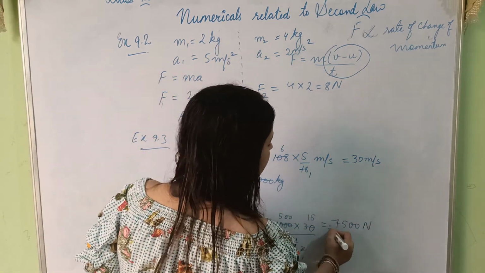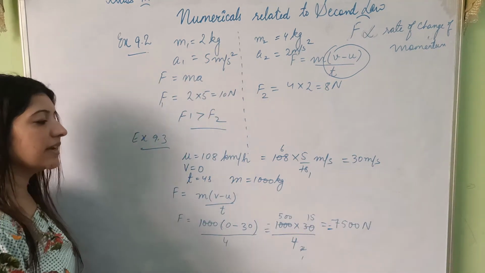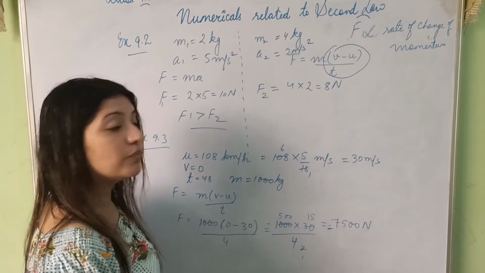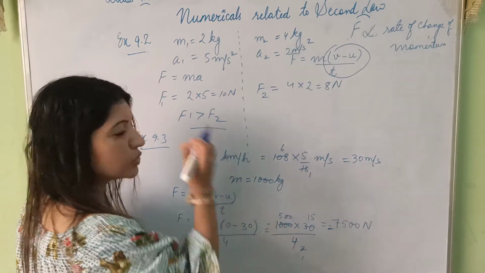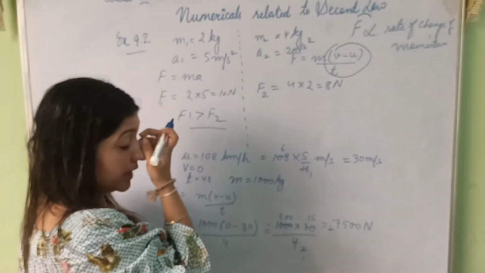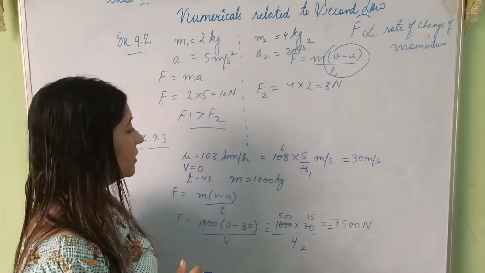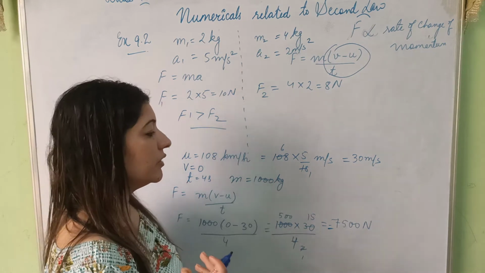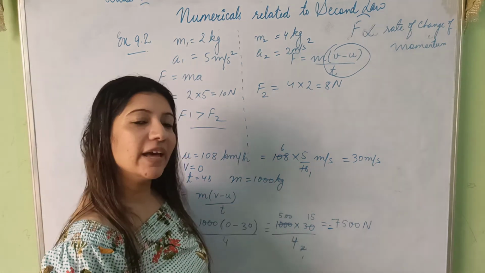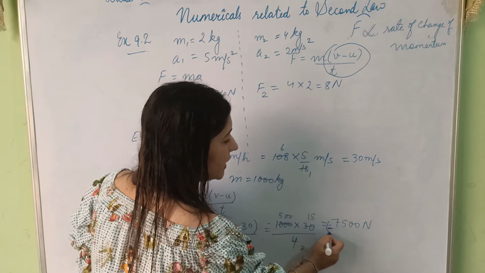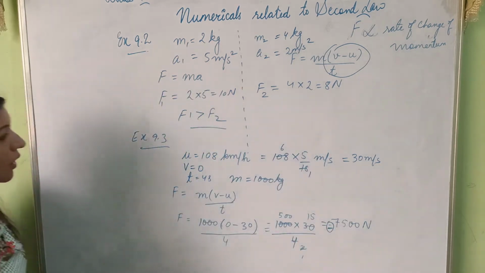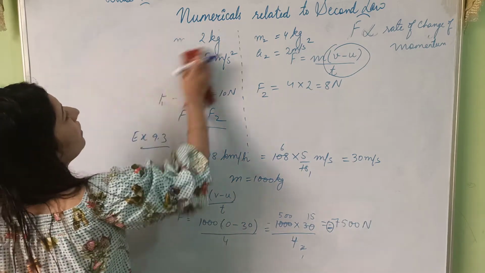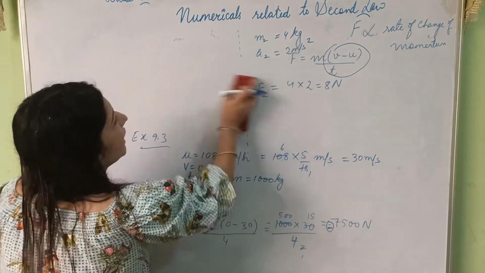So what does the negative sign indicate? The negative sign indicates that the brakes are applied in the opposite direction to the direction of motion. The force applied by the brakes to stop the motor car or train, whatever it is, is in the opposite direction to the direction of motion. This negative sign indicates it. Okay, moving over to the next numerical, example 9.4.